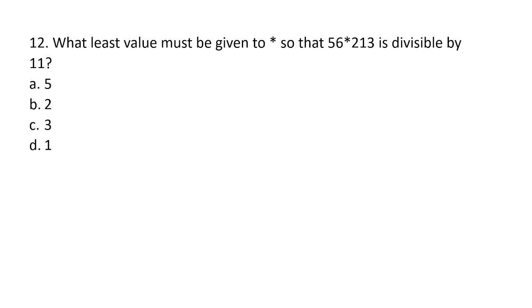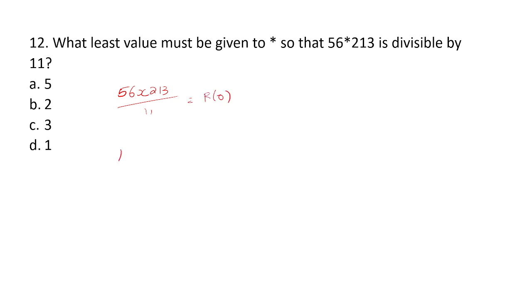Yeah. So this is a question, guys. It is given what least value must be given to the dash so that 56 dash 213 is divisible by 11. So the number is given 5, 6. There is one number missing, one place is missing. Let me consider it as x. 56x213 is divisible by 11. Divisible by 11 means remainder 0.